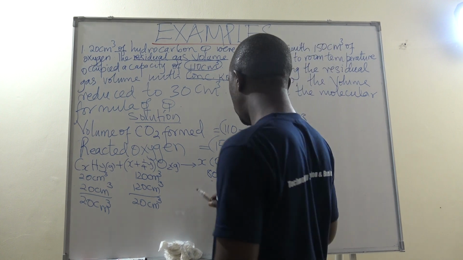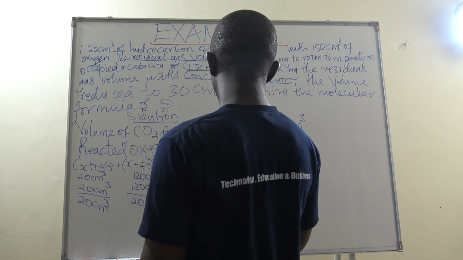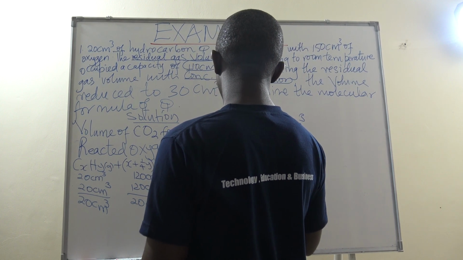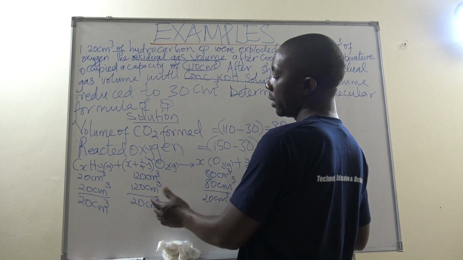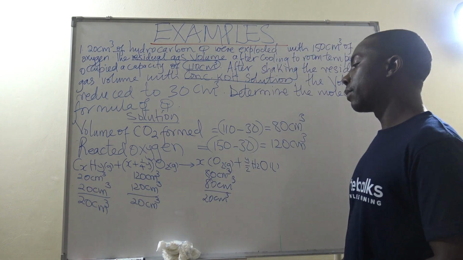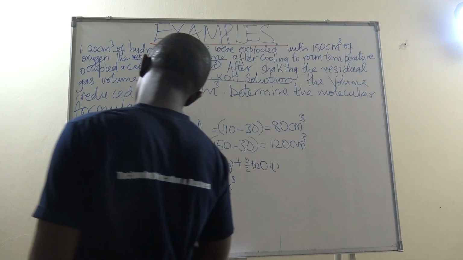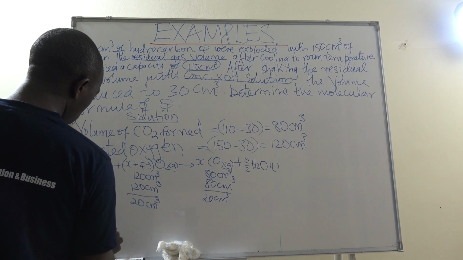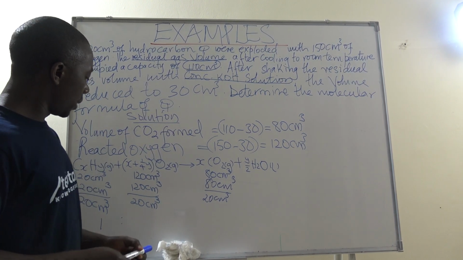And this is 80 cubic centimeters divided by 20 cubic centimeters. We divide throughout with the cubic centimeters maintained so that the units all cancel and we remain with values without units. So here we get 1, and these are obtained as ratios: 120 divided by 20.